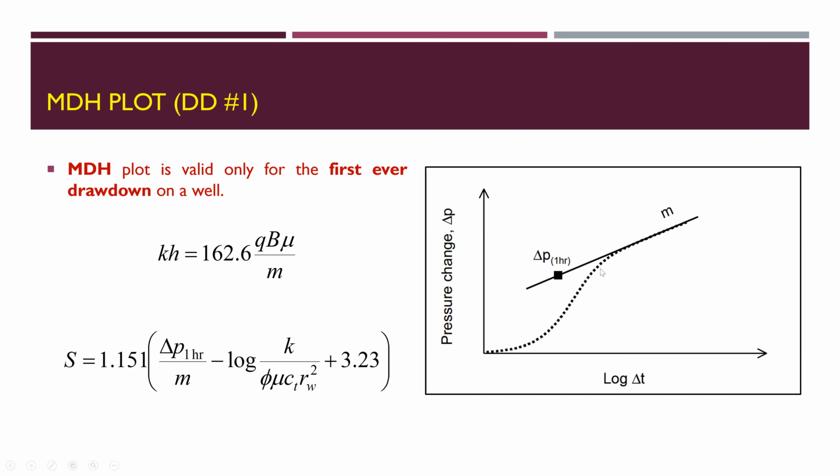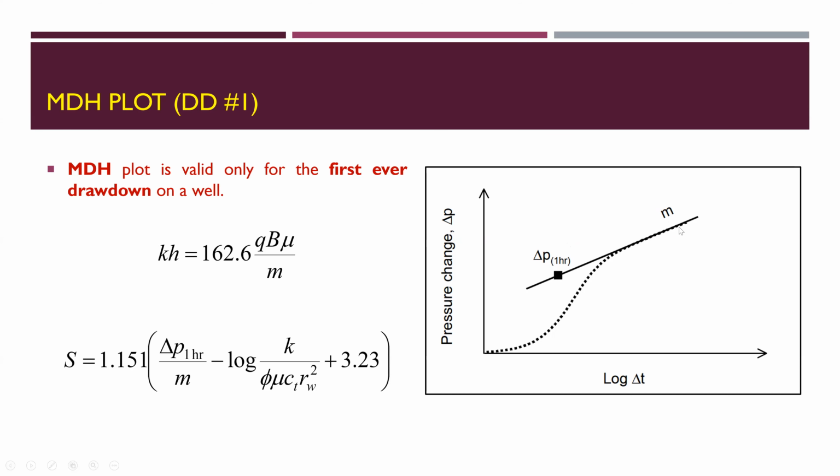No need to account for it. Don't consider any slope during this wellbore storage. Only wait until you see the straight line, and allocate this slope. What about delta P at 1 hour? How can we allocate it? We can't go vertically like this and allocate the point here on this curvature. It will never represent the real pressure point.